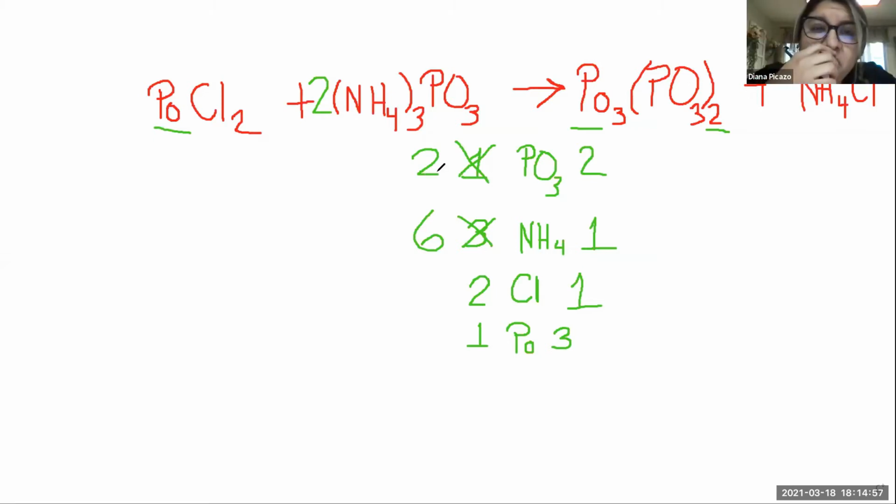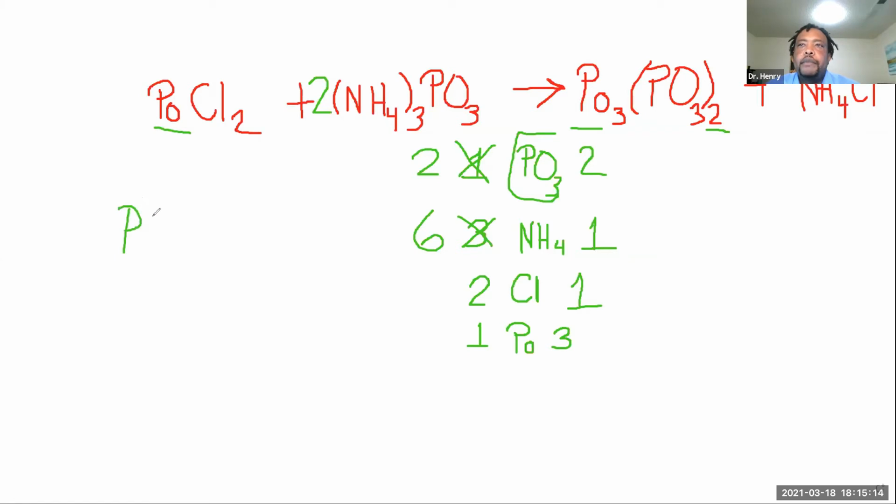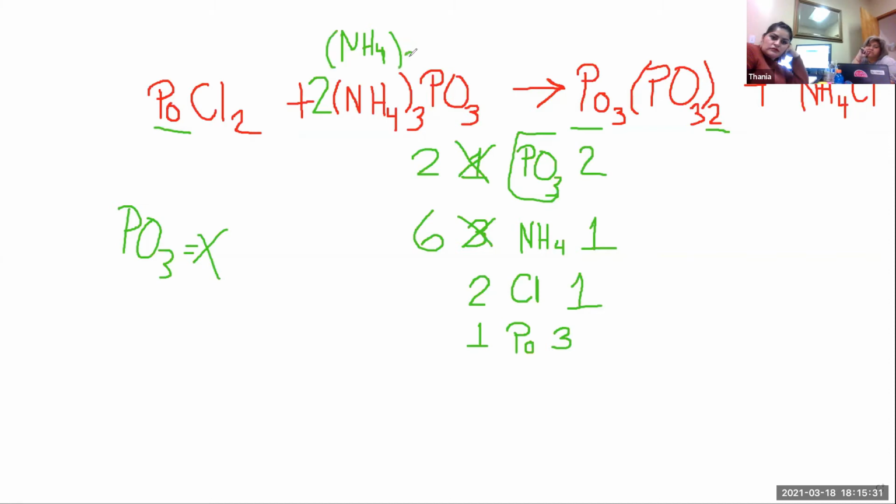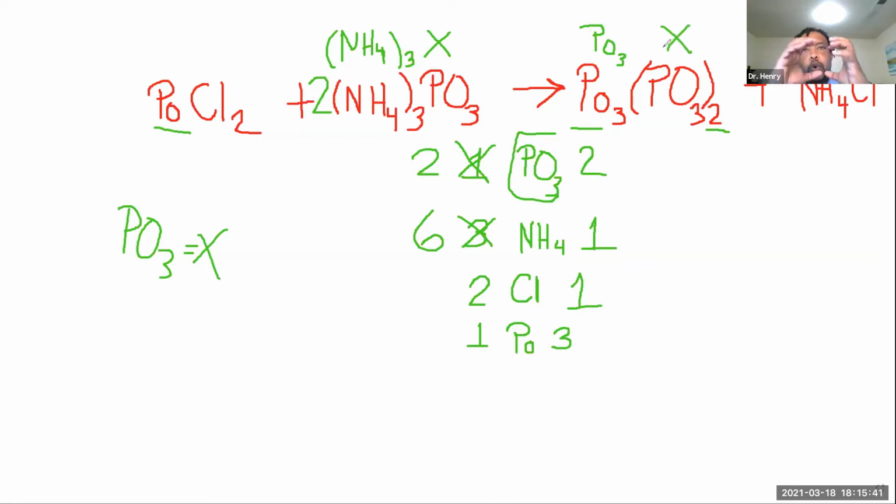Wait, I thought if you put a 2, then you would have to multiply the 2 times the 3. No, this is a unit. Look what we have right here. We have this whole thing. This is kind of like, in this case, we can substitute this for X. PO3 is going to be equal to just X, right? So all I'm going to do is write NH4 3, and this is just X. And then over here, this is PO3, just X, because it's working as a unit. You're not breaking it up. It's together. Can you see that?